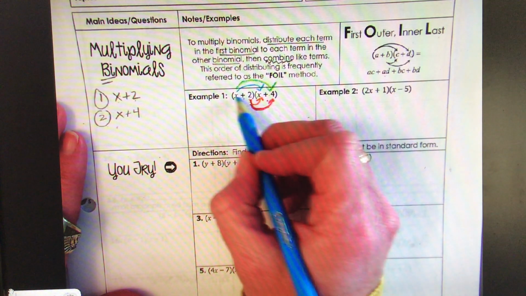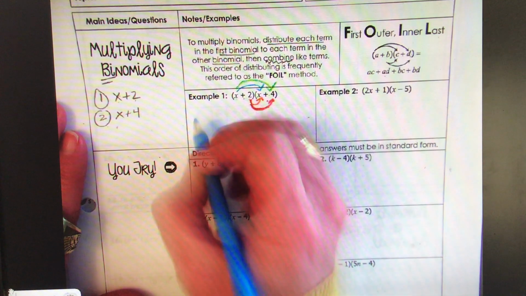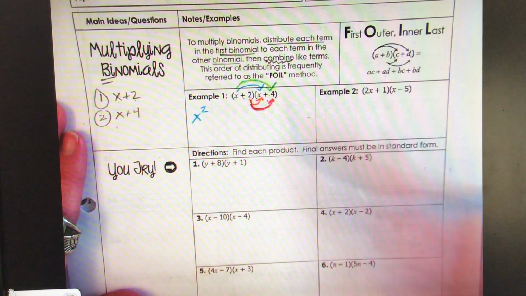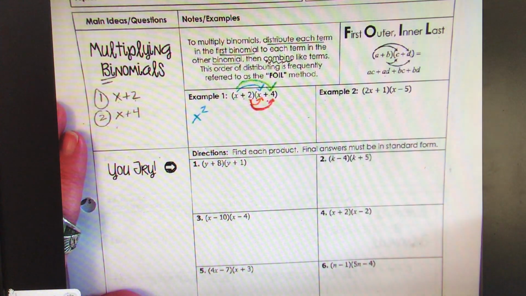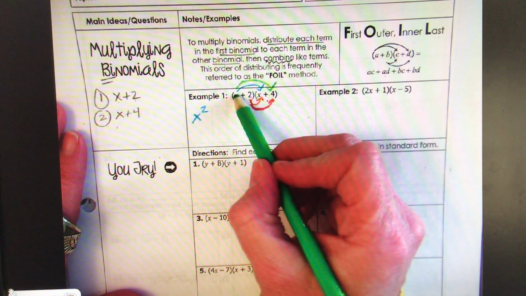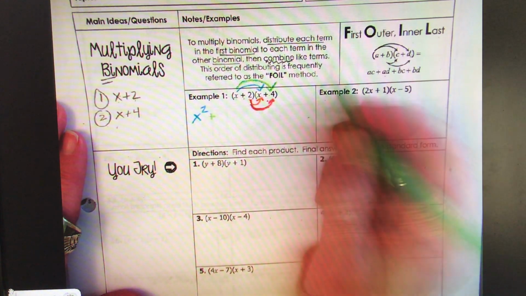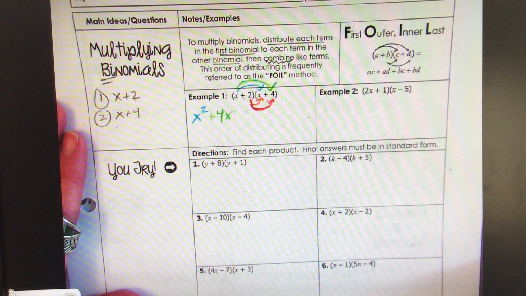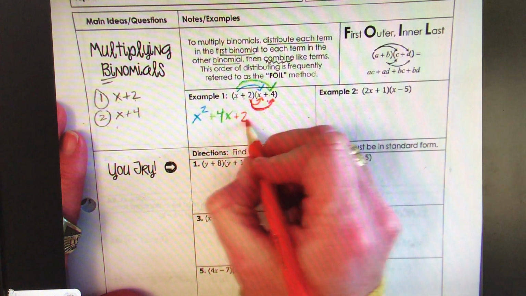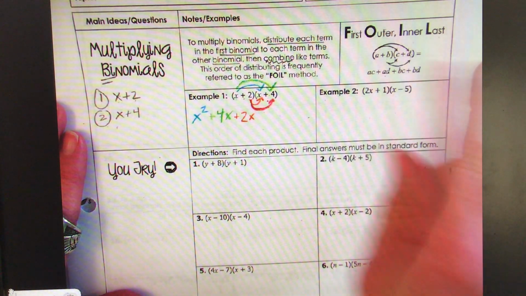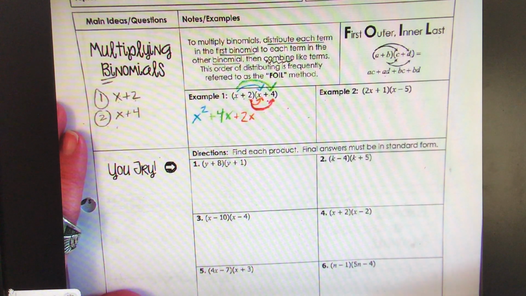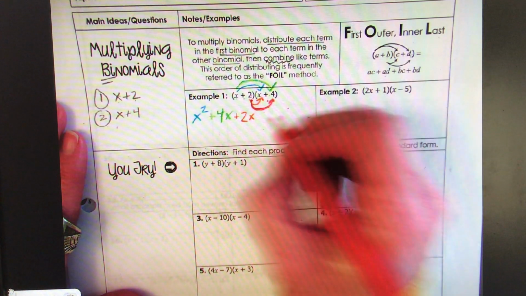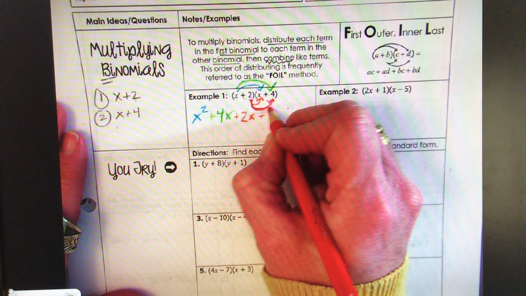So I'm multiplying the first 2 terms together. So I have x times x, which is x squared. Then I am going to multiply the 2 outer terms, which is x times 4. So 4x. Now I am going to take care of the inner 2, which I coded as orange, so 2x. And last but not least, I have my last 2 terms, which is red, so I'm going to do 2 times 4, which is 8.